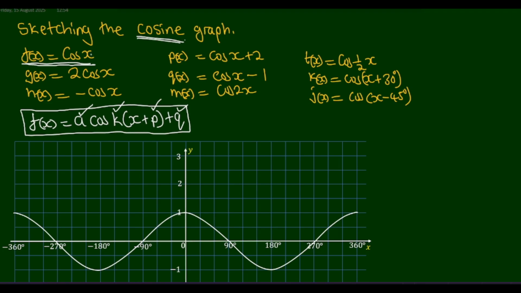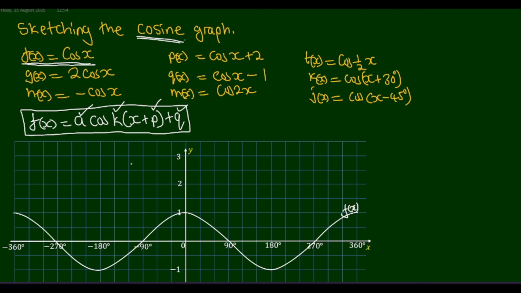So we're going to start with the graph of f of x equals cos x. I'm going to use different domains here. I'll be changing the domains just to make sure that you understand how we sketch this graph. So this is the graph of f of x that we have here. I'll call it the parent graph.